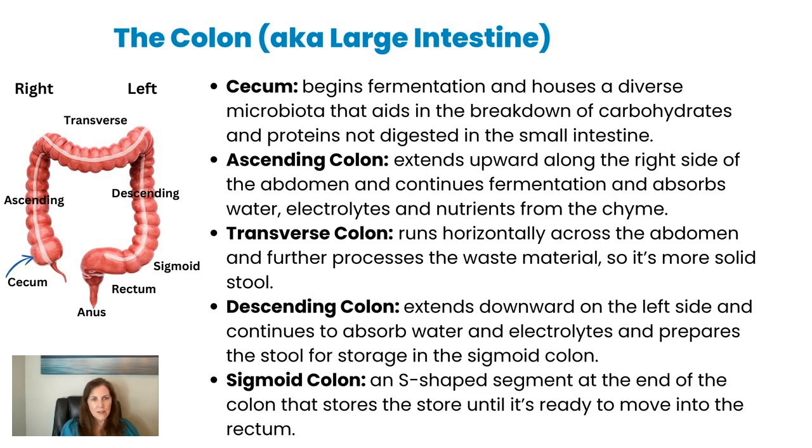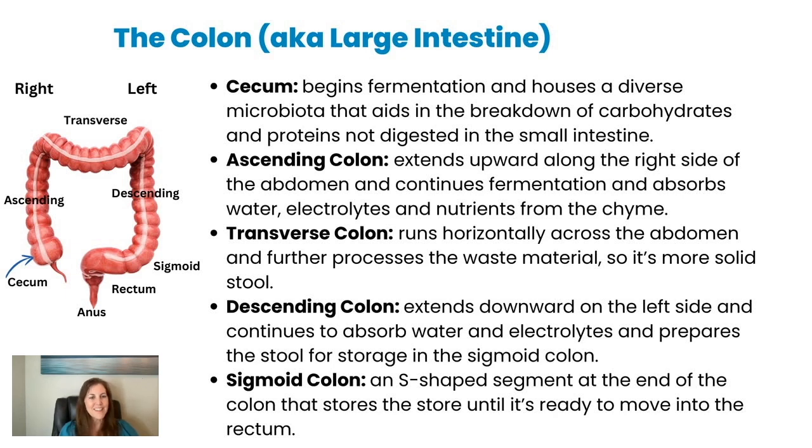Then the large intestine moves upward on the right side of the body, from basically your right hip bone up towards where your ribs stop. This is where fermentation starts to happen. There's absorption of water, electrolytes, and nutrients. Then the large intestine moves straight across from right to left, above your belly button, just underneath your ribs. This is called the transverse colon. Again, more processing is done here.